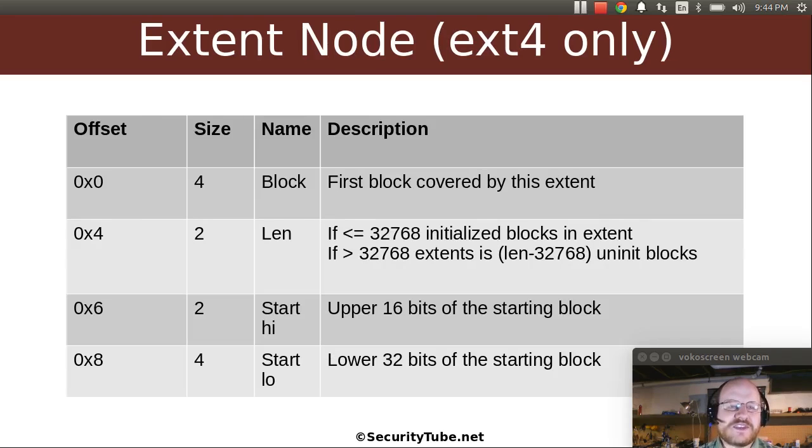And finally, we have the extent node or leaf node. And it is, of course, 12 bytes long. The first 4 bytes store the block that is first covered by this extent. And then we have a length. Now, the length is encoded in an interesting way. If the number is less than 32K, that means there are this many initialized blocks in this extent. And if it's greater than 32K, whatever is stored there minus 32K is the number of uninitialized blocks. Then we have another 48-bit value, and we have the upper 16 bits of the starting block and the lower 32 bits of the starting block.